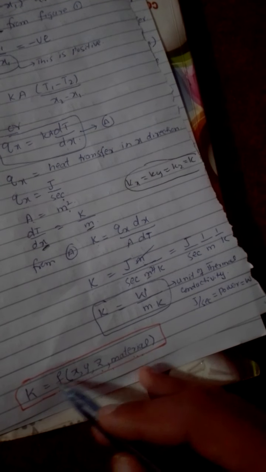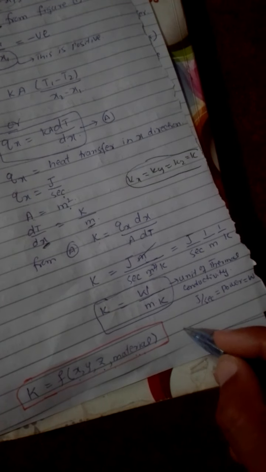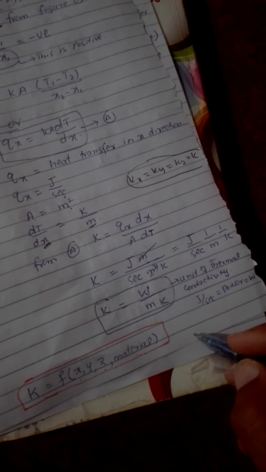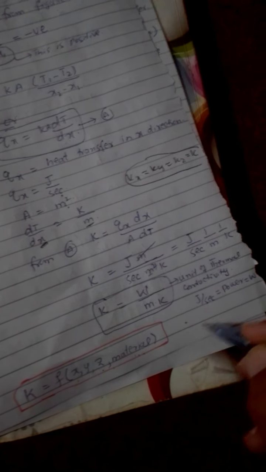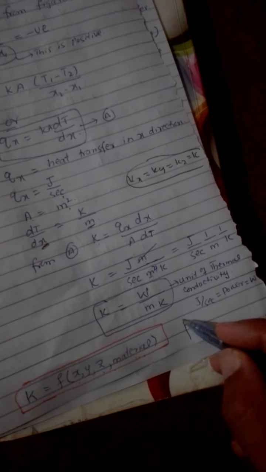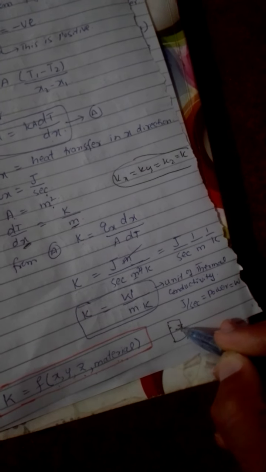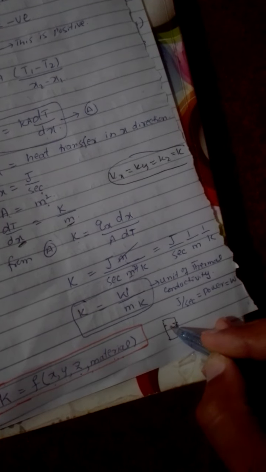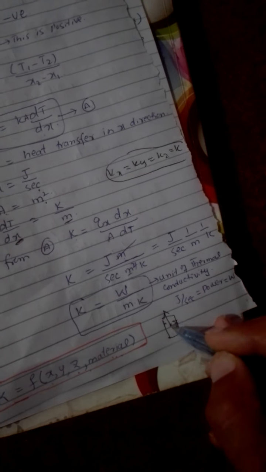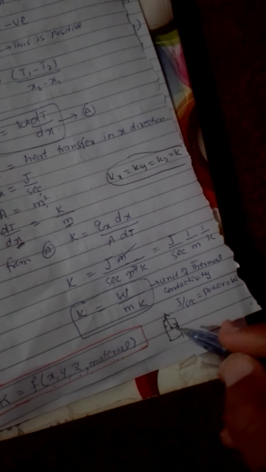The thermal conductivity is a function of x, y, z, and material. So for some materials, the thermal conductivity changes with direction. Suppose the thermal conductivity in some material changes in this direction, the value of thermal conductivity is 1, and the thermal conductivity in this direction is different. So these are sometimes different, and for some materials these thermal conductivities are the same.